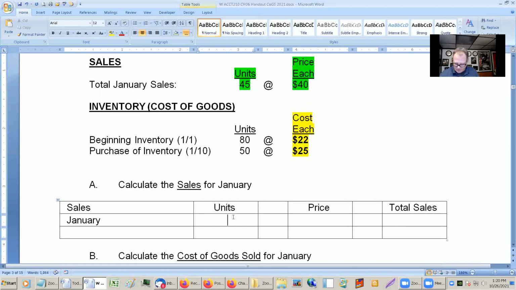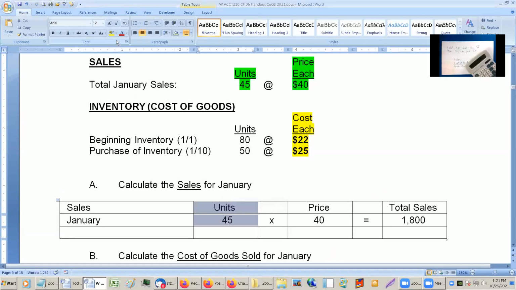Okay, so 45 units, $3 each. Some number. Calculator cam. Okay, so the total sales are 1,800. Okay, so that's the easy part.